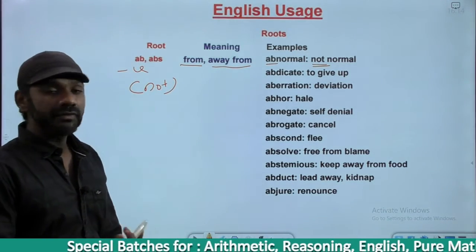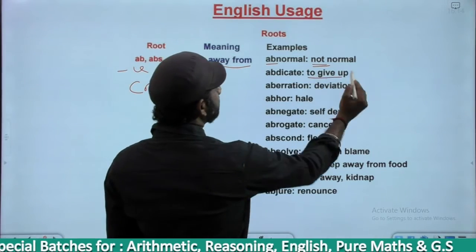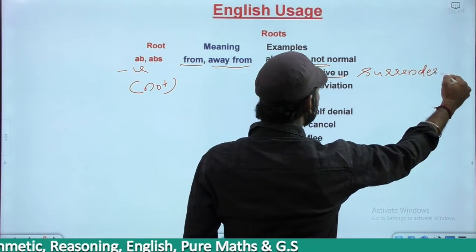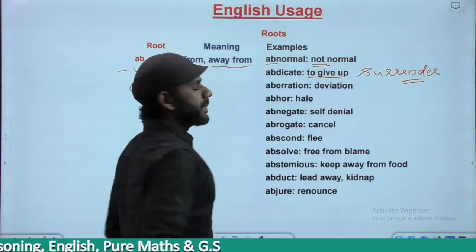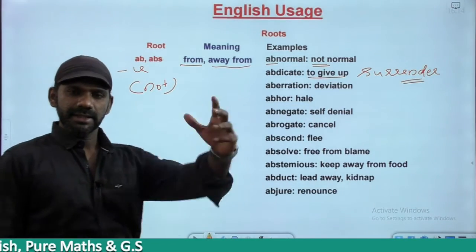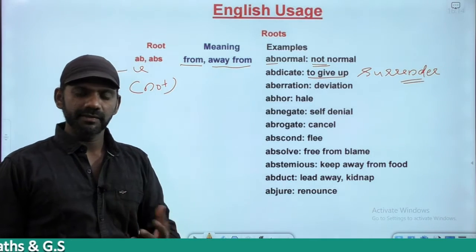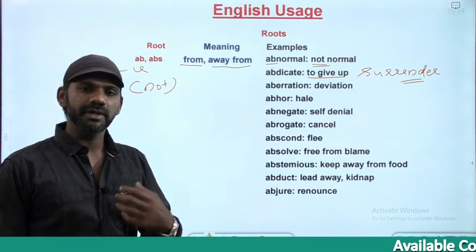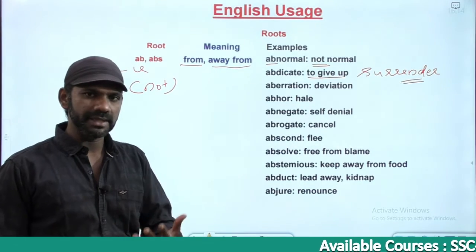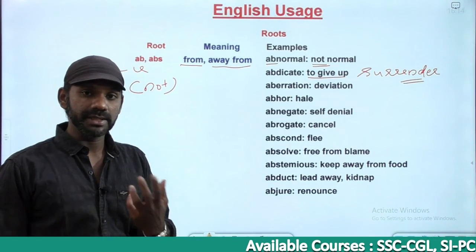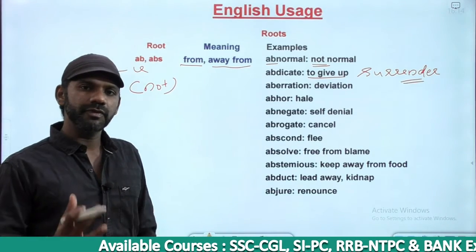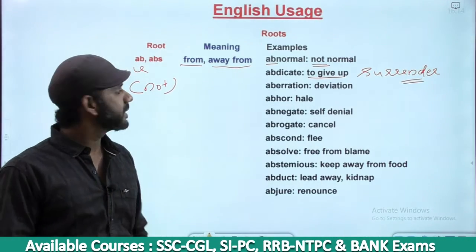Abdicate is to give up. To give up in the sense to surrender. Give up means surrender. That means away from success, right? Giving up means like we're not going to try again. We have lost all our hope, all our confidence. That's called giving up. Means we are far away from success. We are not being successful. We lose all our faith that we are gonna be successful. So away from being successful is giving up.